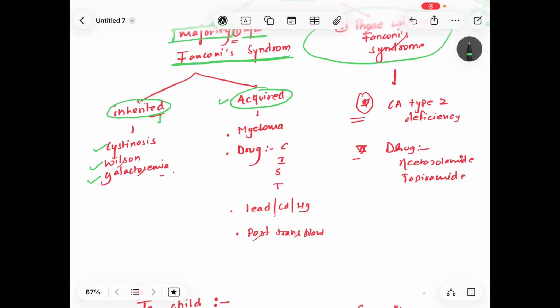In acquired causes, it can present in adult as, for example, a patient having multiple myeloma. It can present as proximal RTA. Or a patient is on certain drugs like cisplatin, ifosfamide, streptozocin, or tetracycline.